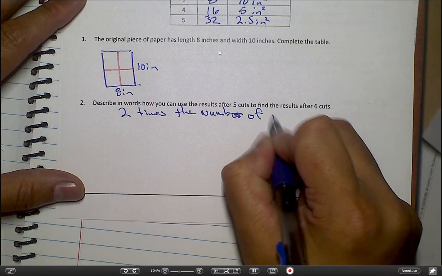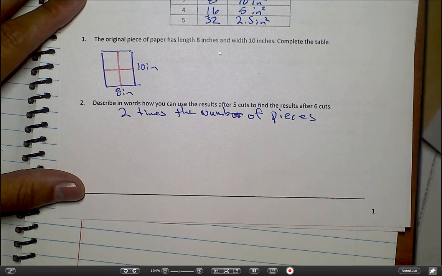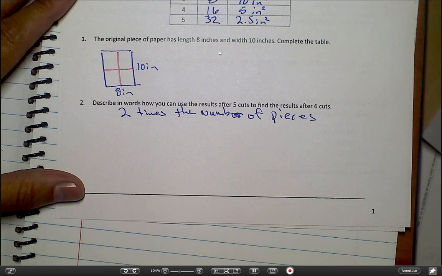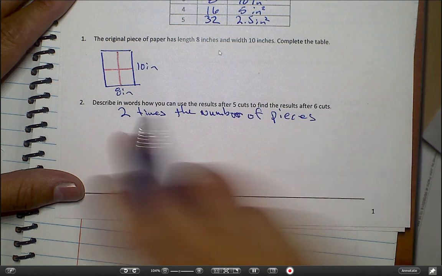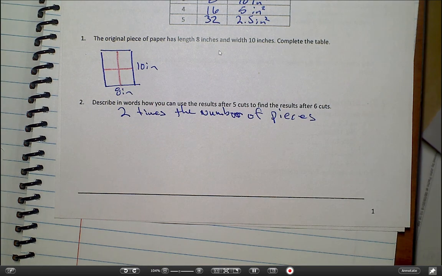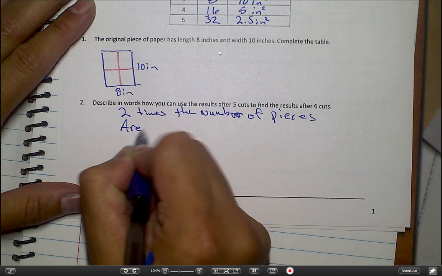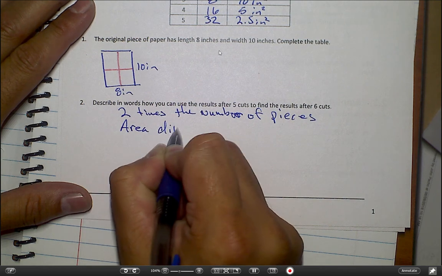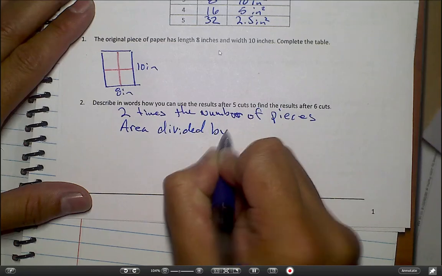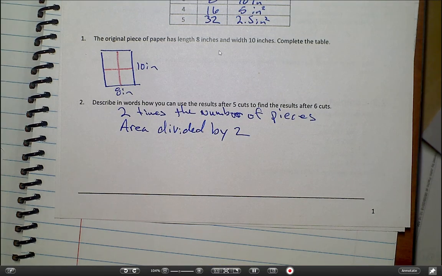Now spell pieces for me. Is that right? Because that looks wrong. Yeah. I'm dyslexic, so every word looks wrong to me. So, anyway, that gives you the number of pieces, right? And what about areas? So it's going to be the area divided by 2. Super easy, right?